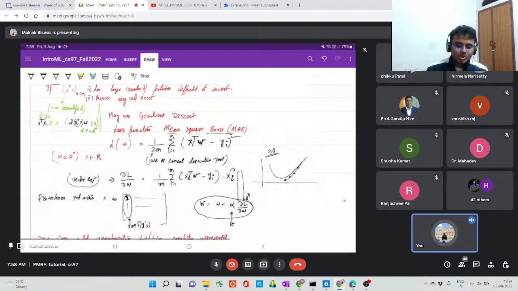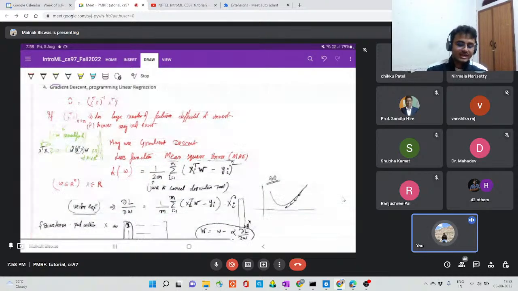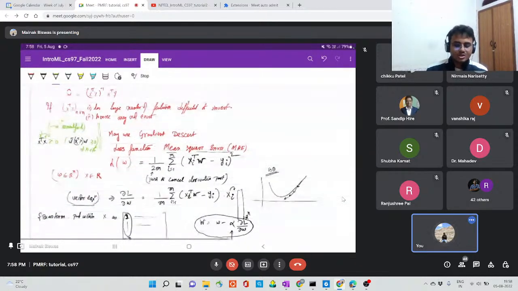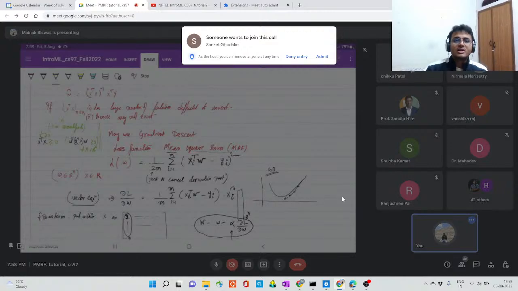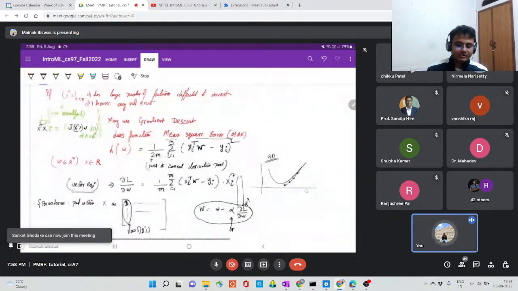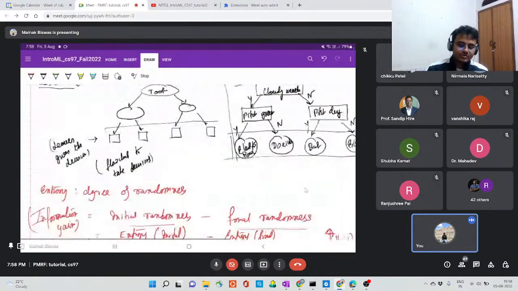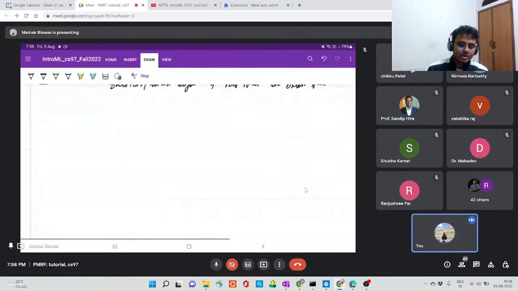We can also do this in case we don't have an inverse, or the data sample is very large and taking the inverse is very difficult. So in that case, we can do gradient descent. Ma'am has covered gradient descent in detail in the lecture, so you can go through that. I have also written it down here. So what does gradient descent mean? I'll just give you the intuition and then we can go to the code.